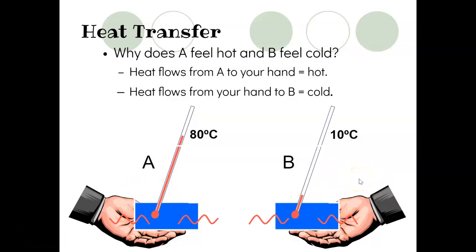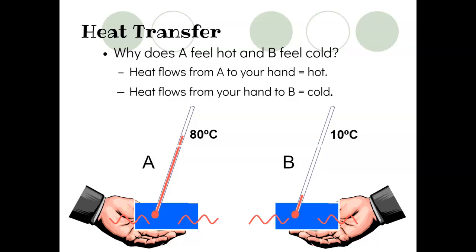The reason for this is because heat always flows from areas of warmer or higher temperatures to lower, right? So on the left-hand side, that 80-degree water is going to be warmer than your hand. So you feel the heat transfer from the water to your hand. On the right-hand side, that 10 degrees Celsius water, your body temperature is higher. So your heat is going to go from your body to the water.